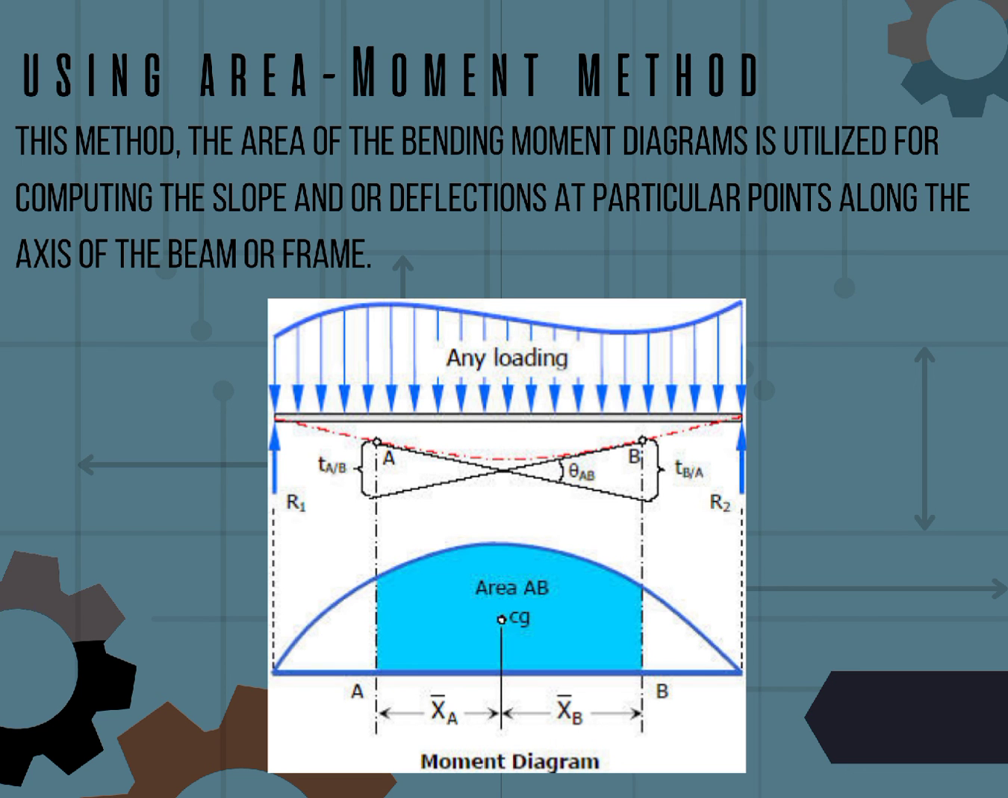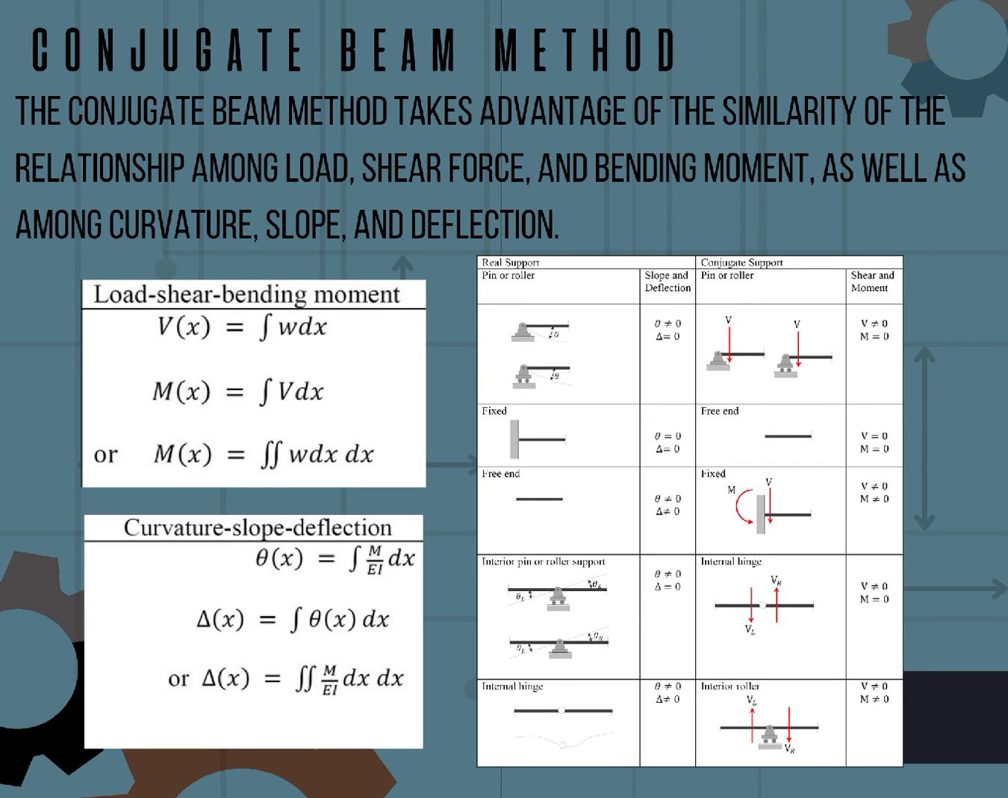Using the area moment method, the area of the bending moment diagrams is utilized for computing the slope and/or deflections at particular points along the axis of the beam or frame. Using the conjugate beam method, it takes advantage of the similarity of the relationship among load, shear force, and bending moment, as well as among curvature, slope, and deflection.